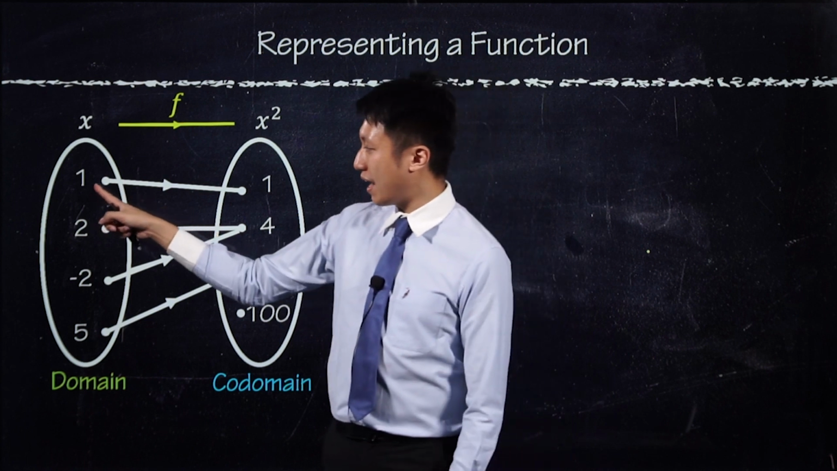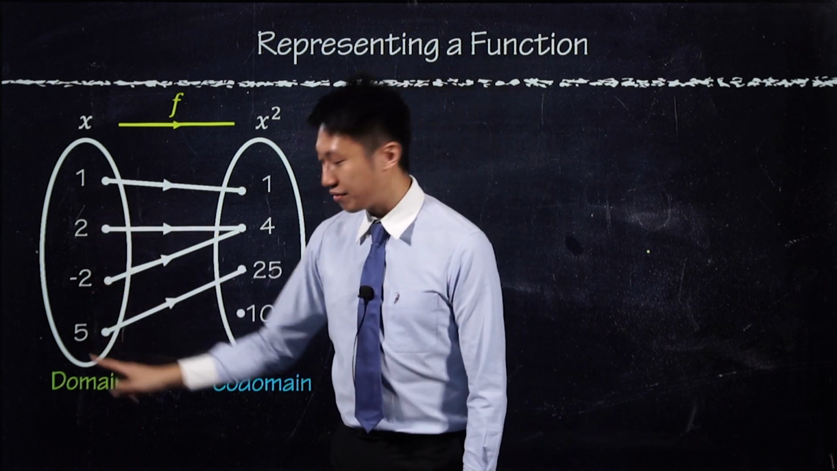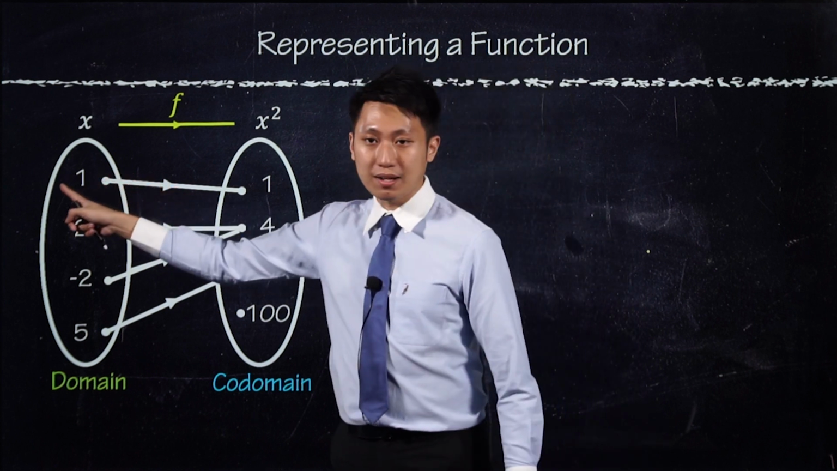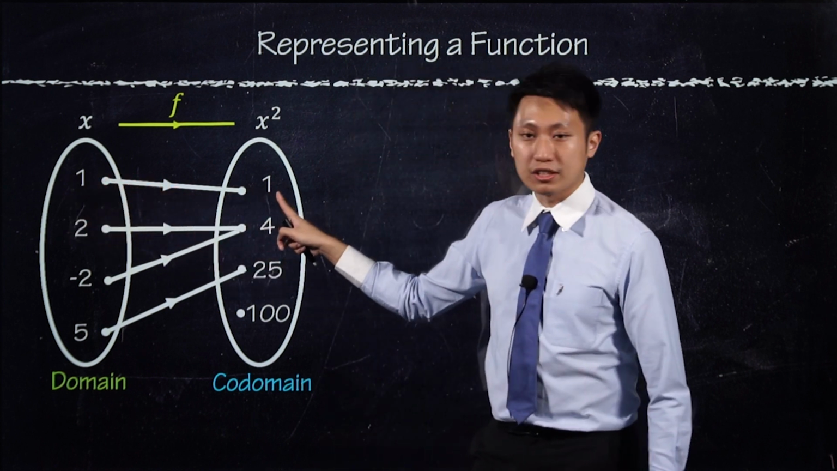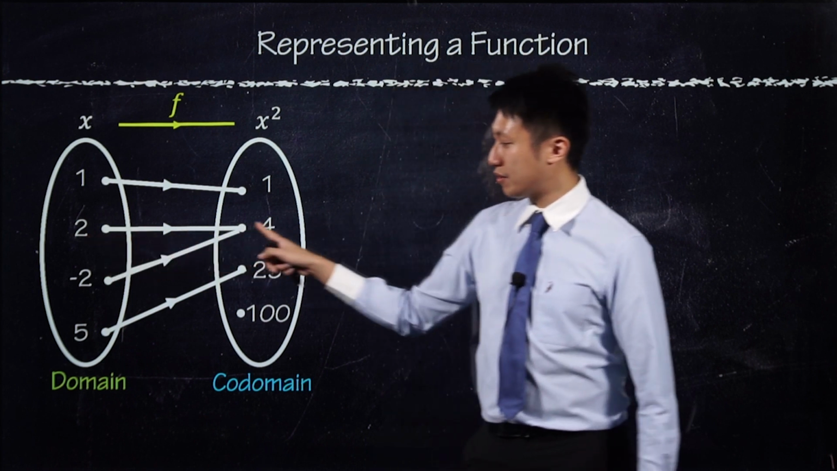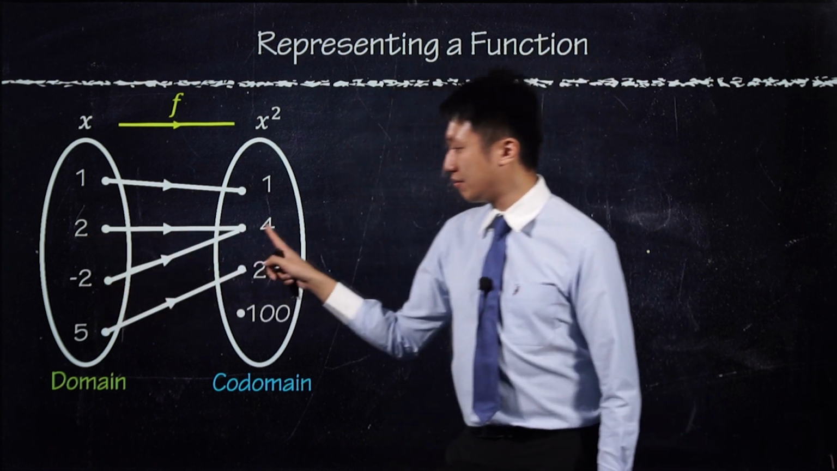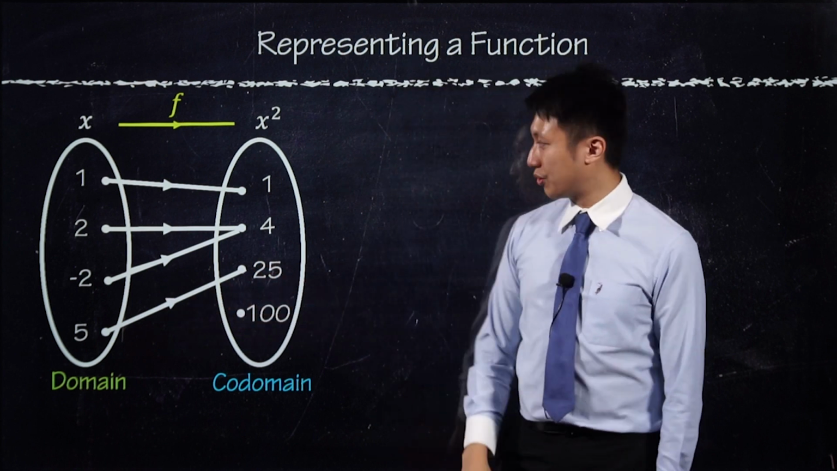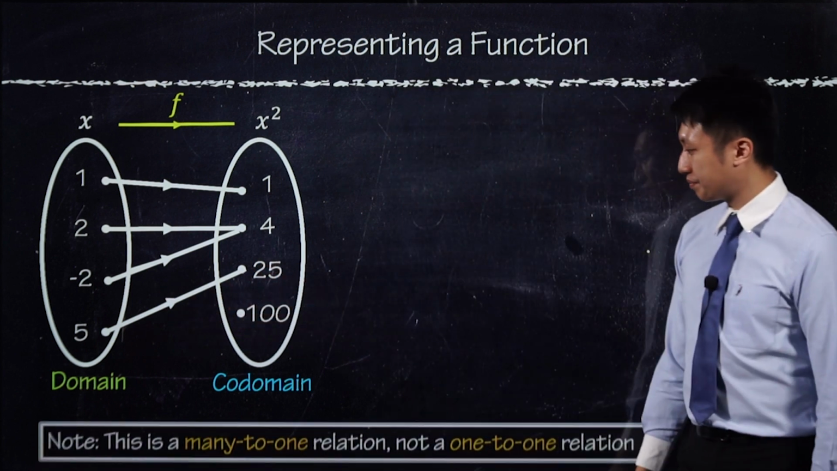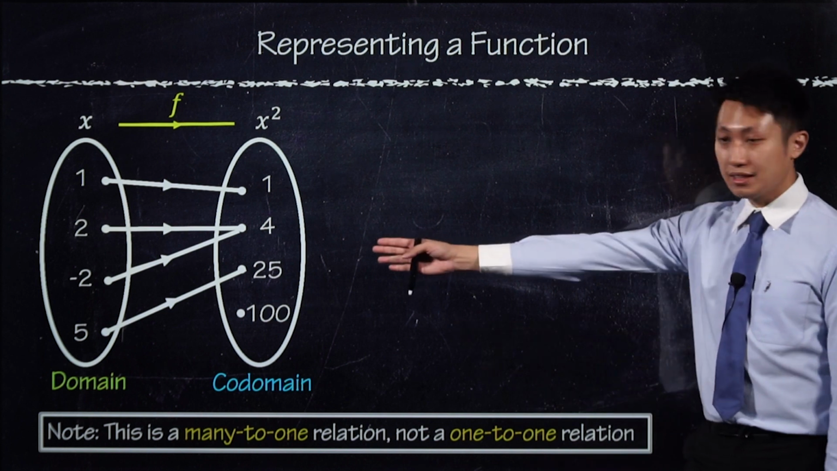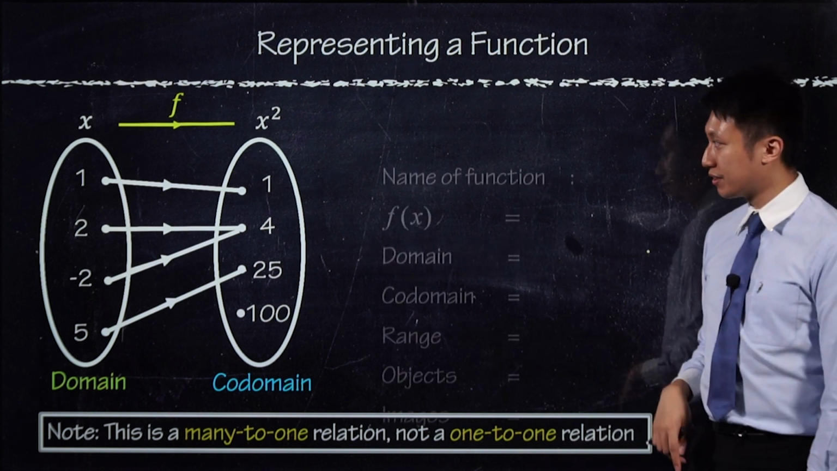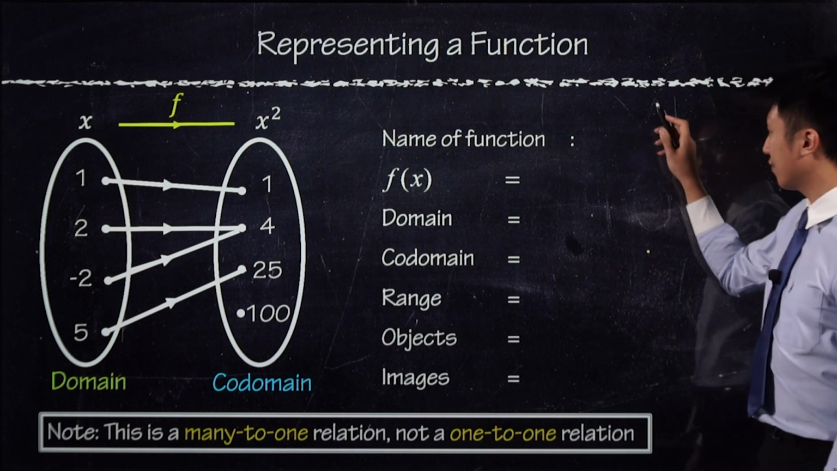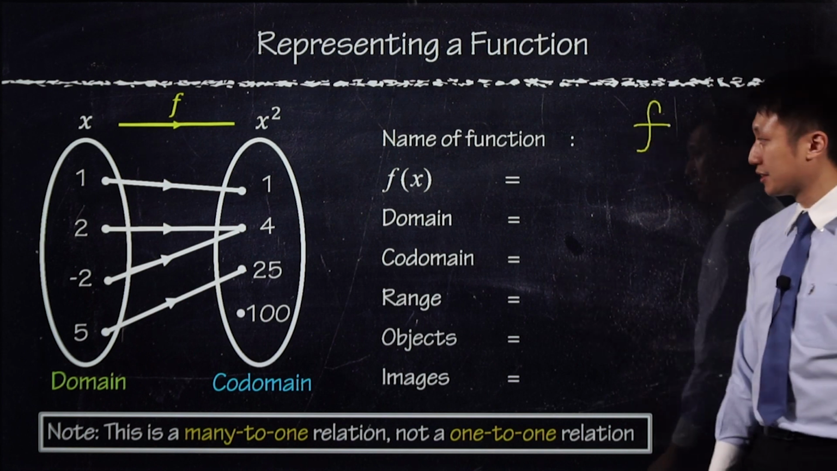Let's say I have 1, 2, -2, and 5 in the domain. Then what will 1 become? It becomes 1 squared, which is 1. 2 becomes 4. -2 becomes 4 as well. And 5 becomes 25. So let's see this. This one is a many-to-one relation. And what is the name of this function? You call it f. Okay, f is a function.